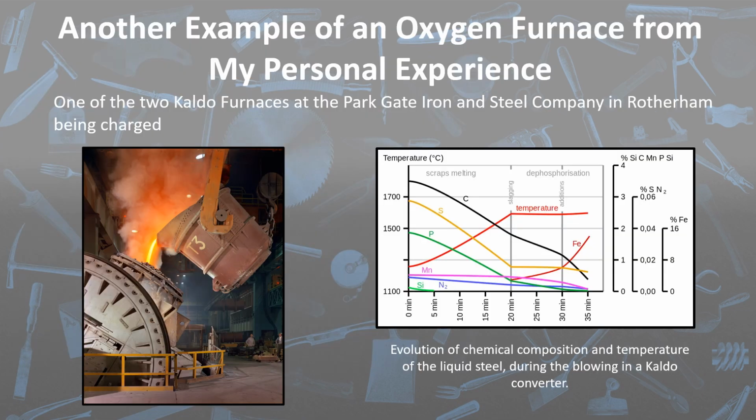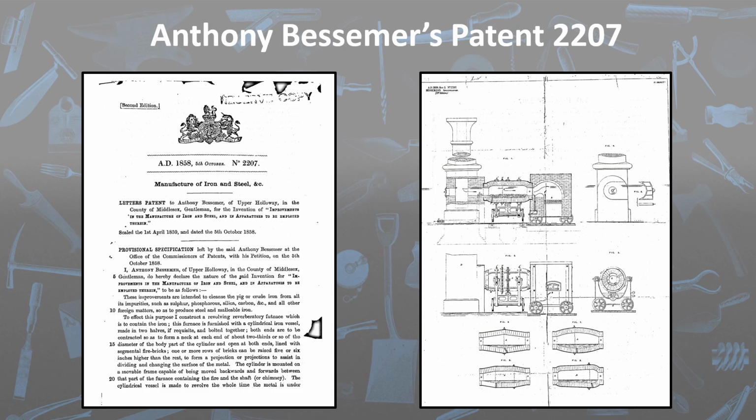Another furnace based on the Bessemer principle was the Caldo furnace. The concept of this furnace was first initiated by a patent granted to Anthony Bessemer, Henry Bessemer's brother, in 1858. The steelmaking process involved a rotating reverberatory furnace and oxygen blowing for decarbonising molten iron. The patent number was UK patent number 2207.